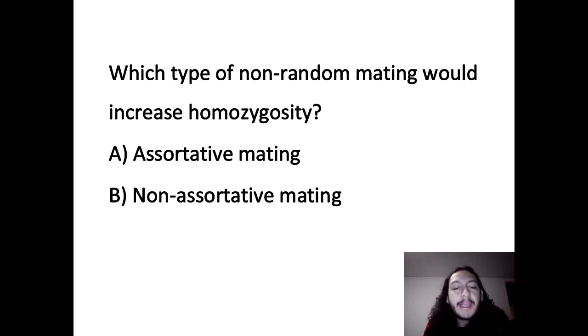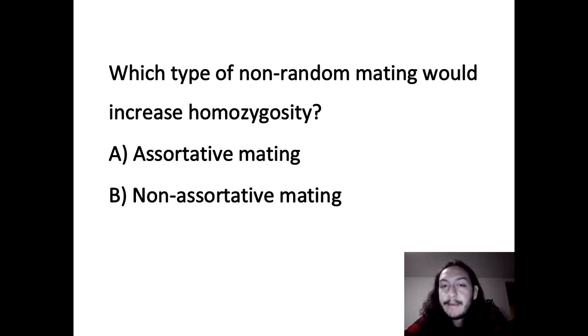A bit of a question here. Which type of non-random mating would you expect to increase homozygosity? Either assortative mating or non-assortative mating. So think about it for a little bit. Pause your video if you need to.